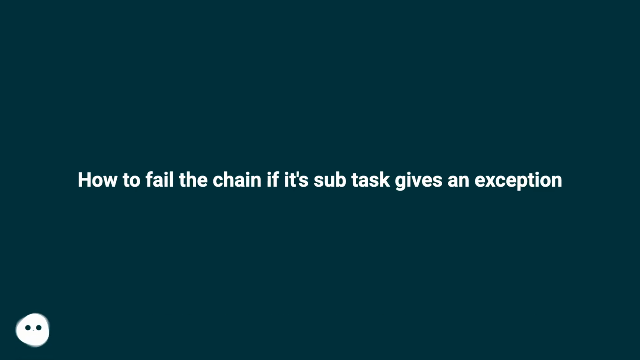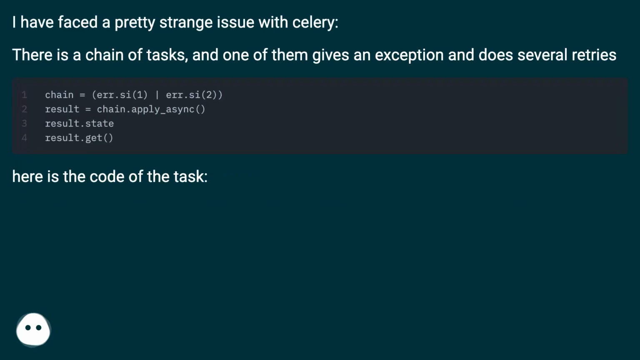How to fail the chain if its subtask gives an exception. I have faced a pretty strange issue with celery. There is a chain of tasks, and one of them gives an exception and does several retries. Here is the code of the task.